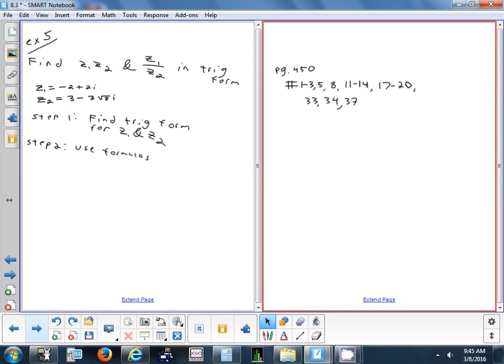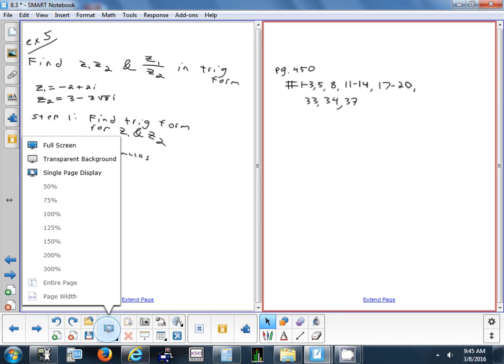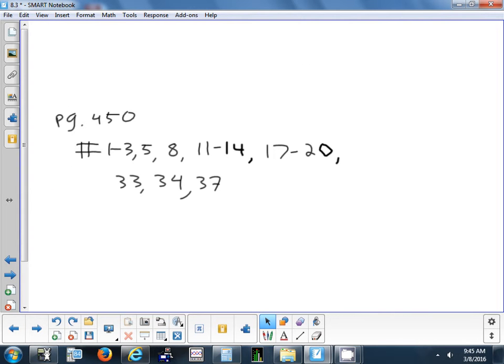Does everyone have what's on the left? All right, so the homework tonight is on page 450. Okay. Some of it's just graphing, so they're pretty quick. Some of it is doing what we just did in the last couple problems. So it's 1 through 3, 5, 8, 11 through 14, 17 through 20, 33, 34, and 37. Okay, we'll take a look at that tomorrow, and we'll finish up trig form of complex numbers tomorrow.